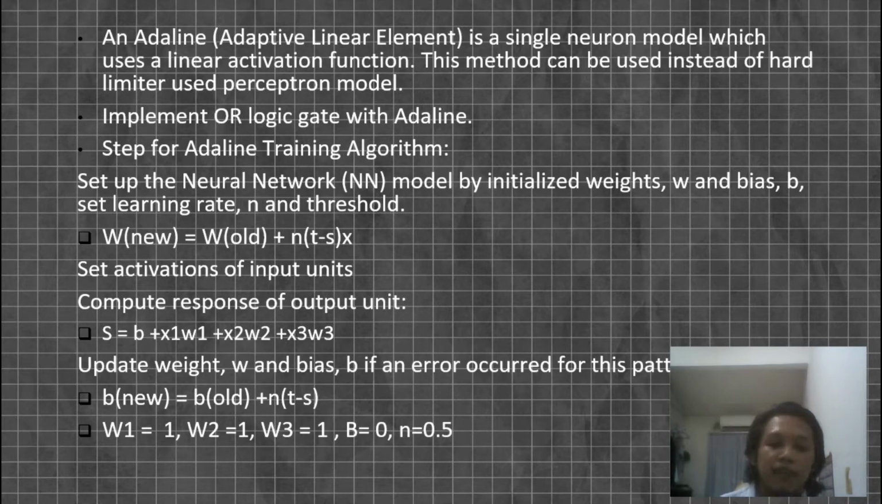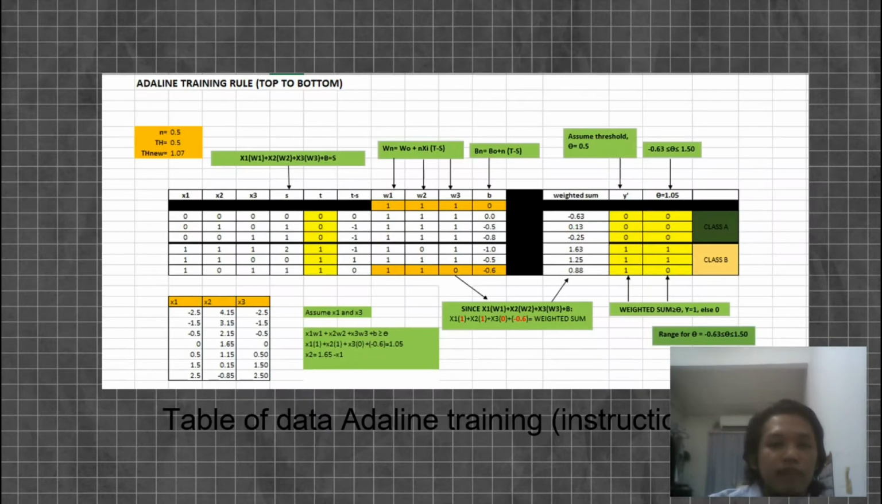And the last part is weight 1 equals 1, weight 2 equals 1, weight 3 equals 1, bias equals 0, and N equals 0.5. Okay, this one is our table of data for Adaline training, instruction given, without retraining yet, which we also get from Microsoft Excel.